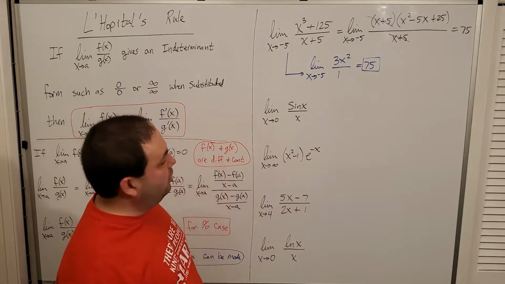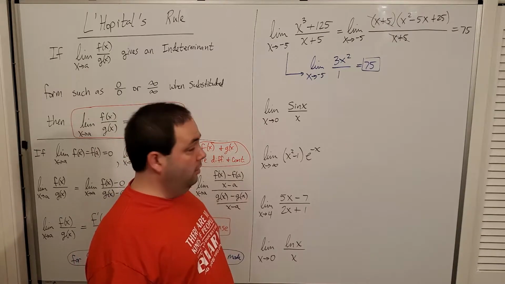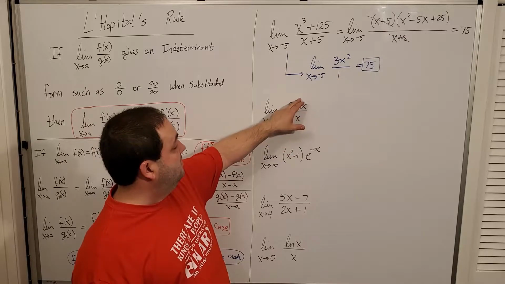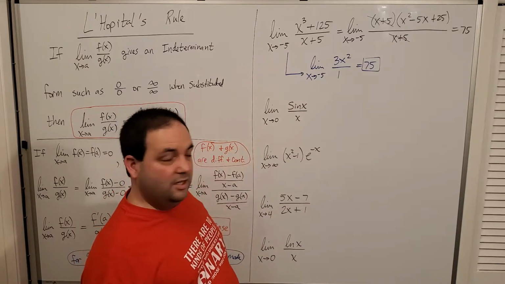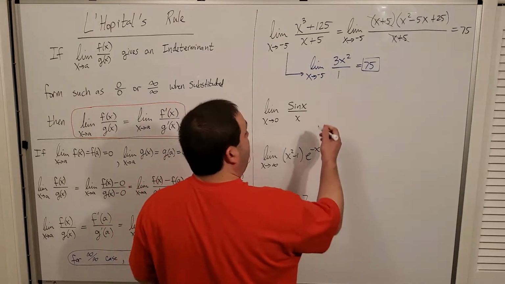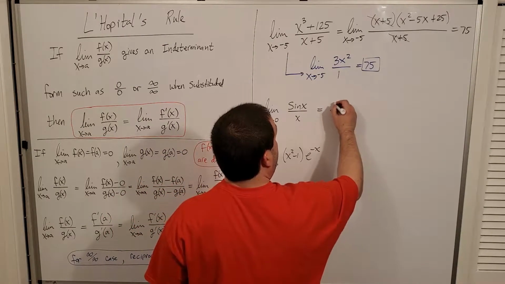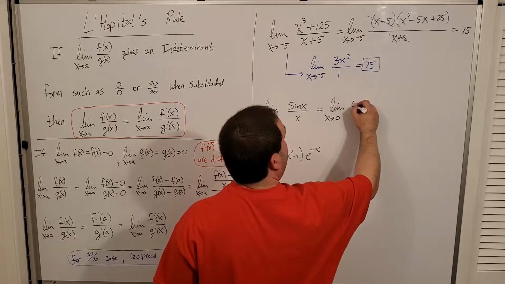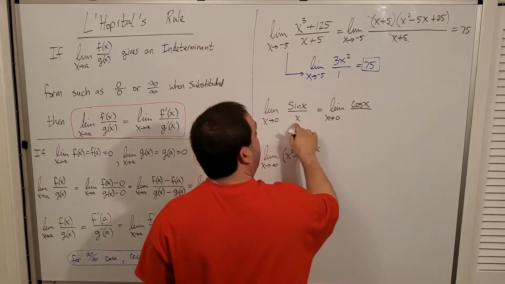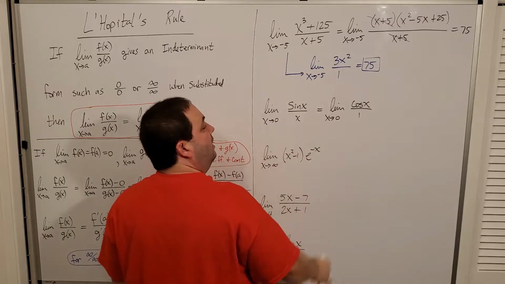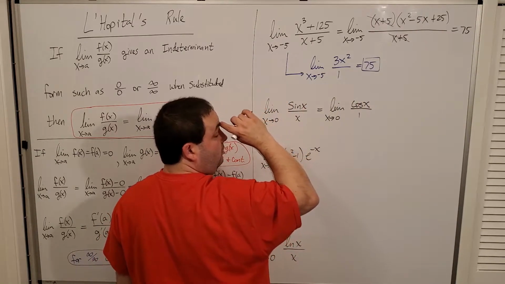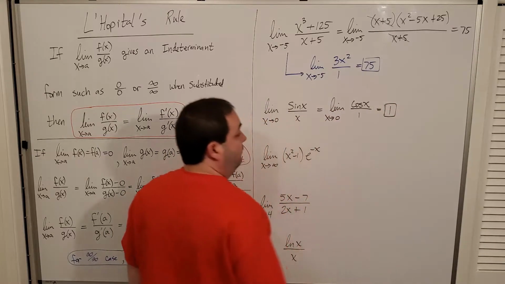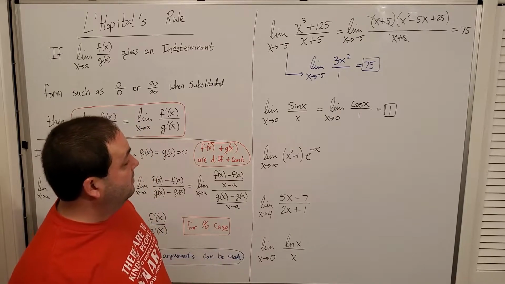However, to show you that L'Hopital's rule does also work here, the limit as x goes to 0 of sine x over x gives me 0 over 0 because sine of 0 is 0. Therefore, this can be shown to be equal to the limit as x goes to 0 of the derivative of sine x, which is cosine x, over the derivative of x, which is 1. And now if I plug in 0, cosine of 0 is 1, and I get 1 over 1 is 1. So of course we get the value we expect. It's defined that way.